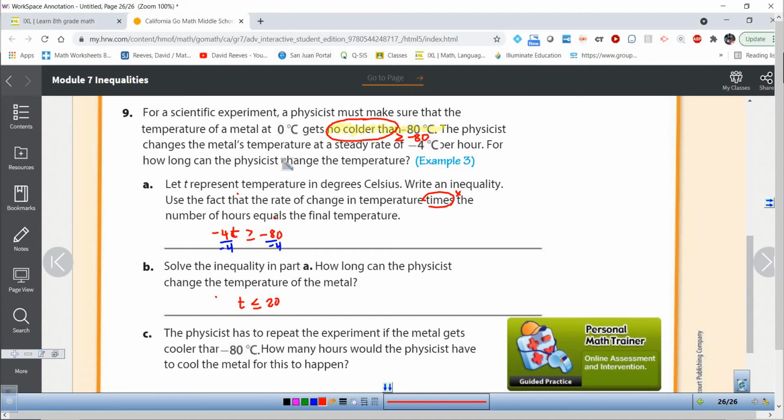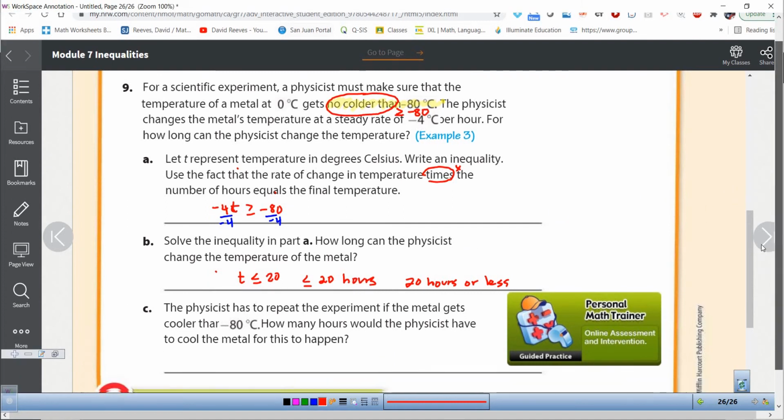All right, and 20, what was this? 20 hours. Okay, so T is less than or equal to 20 hours. Or in words, we might say 20 hours or less. Right? So less than or equal to 20 hours or 20 hours or less.